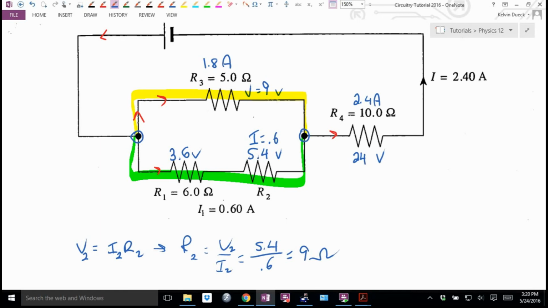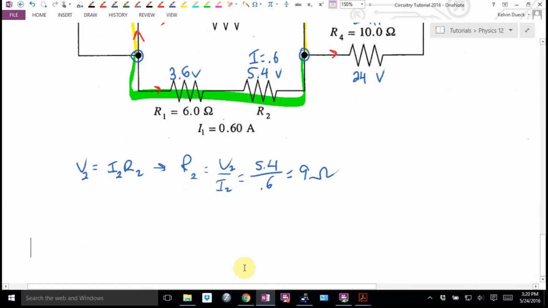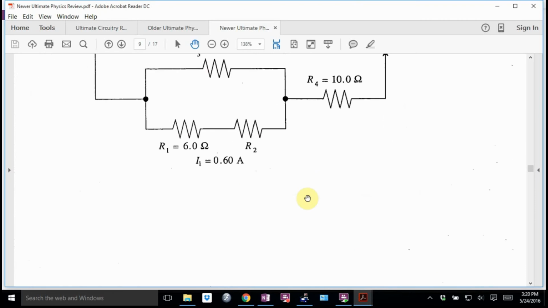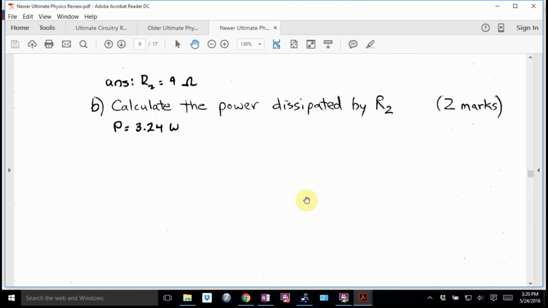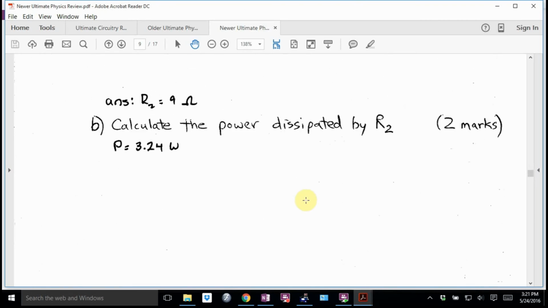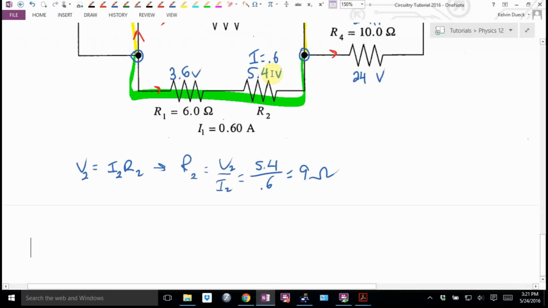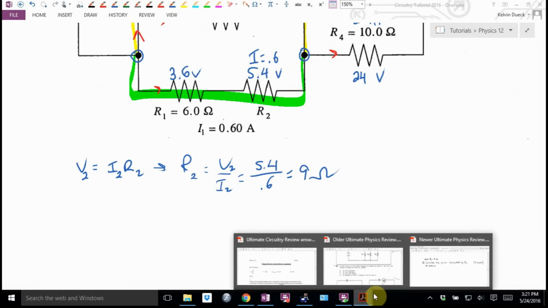Let me find a good terminal voltage one. Oh, as a part B, calculate the power dissipated by R2. So on this provincial exam, part 2 was calculate the power. Well, now that you know I, now that you know V, it's going to be 5.4 times 6. That's how many watts is inside there. So that's not a big stretch.